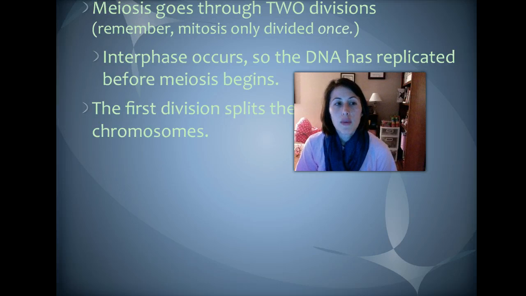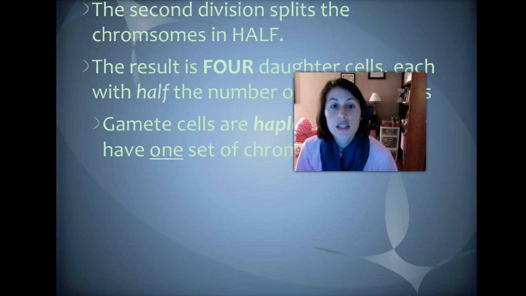When we're talking about the process of meiosis, it actually has to go through 2 divisions. Remember, mitosis only divided 1 time, so meiosis is going to split 2 times. Interphase has to occur first, so the DNA replicates before meiosis begins, so that every chromosome is replicated before the process starts. The first division splits the pairs of chromosomes, and then the second division splits those chromosomes in half.